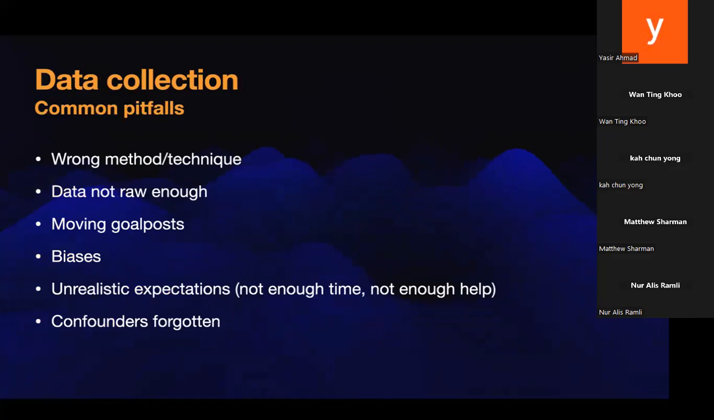So data collection, these are what I've noticed are very, very common pitfalls, right? Some of you may know that I sit in on your general surgery thesis evaluations as well. And obviously I do thesis evaluations for our pediatric surgery program. Yeah. So these are the things that I see very often repeated.